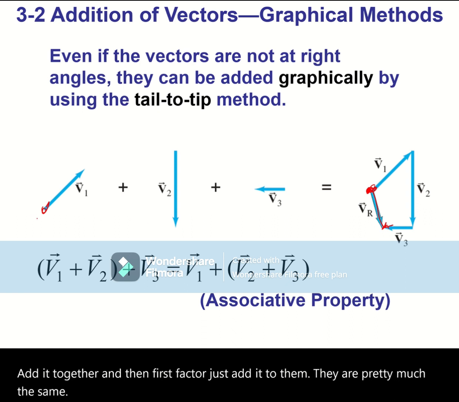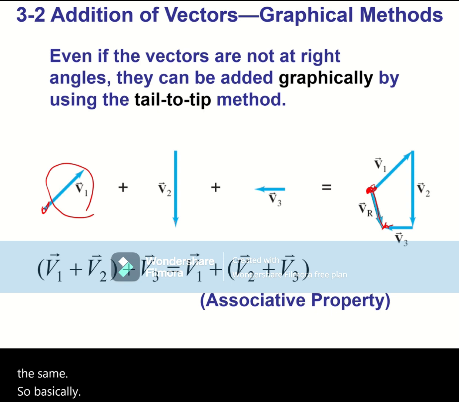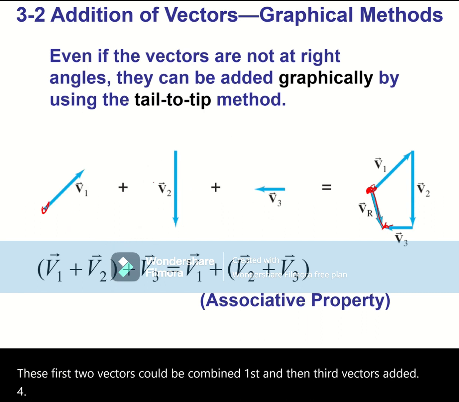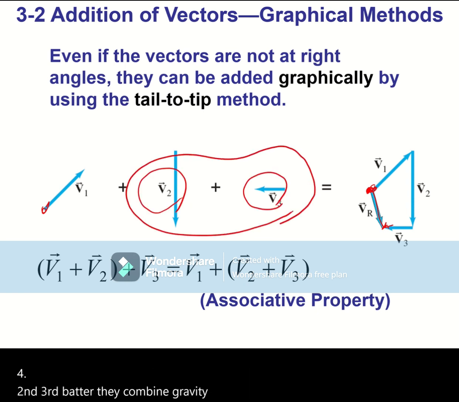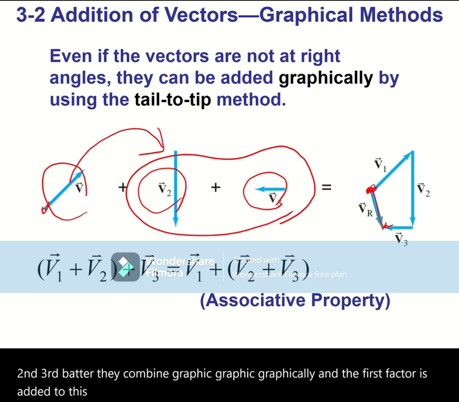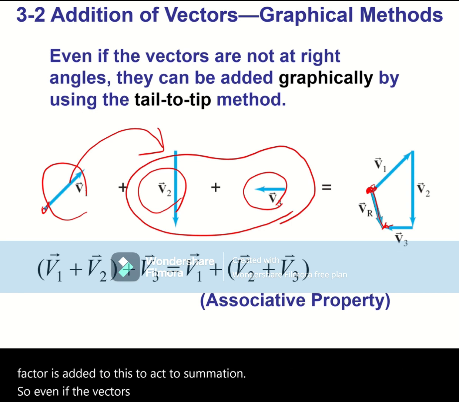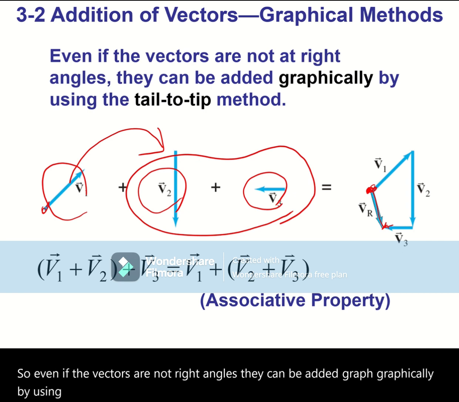So basically these first 2 vectors could be combined first and then the third vector added, or the second and third vectors combined graphically, and then the first vector is added to the summation of these 2 vectors. So even if the vectors are not at right angles, they can be added graphically by using the tail to tip method.